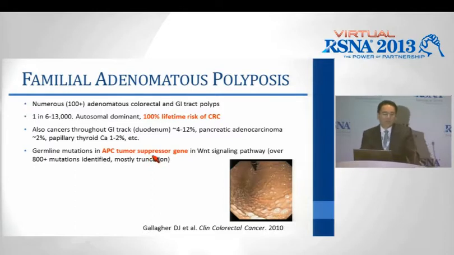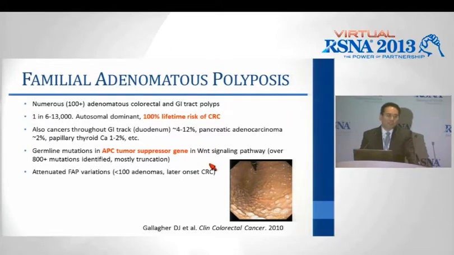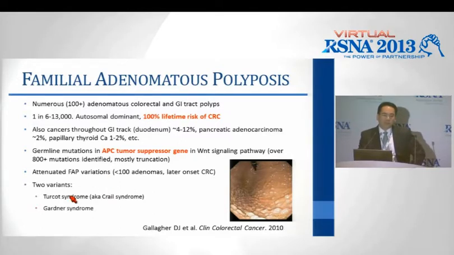These patients have germline mutations in the adenomatous polyposis coli, or APC, tumor suppressor gene, which is involved in the Wnt signaling pathway, and over 800 mutations have been identified, mostly truncations. Some of these mutations are less penetrant, or rather less severe in manifestations, and they're so-called attenuated versions of FAP, defined by less than 100 adenomas and later age onset of colon cancer. There are two main variants, Turcotte syndrome, which I also talked about earlier. It's also called Crail syndrome, specifically in FAP patients, and Gardner syndrome, which I'll talk about in a few slides.